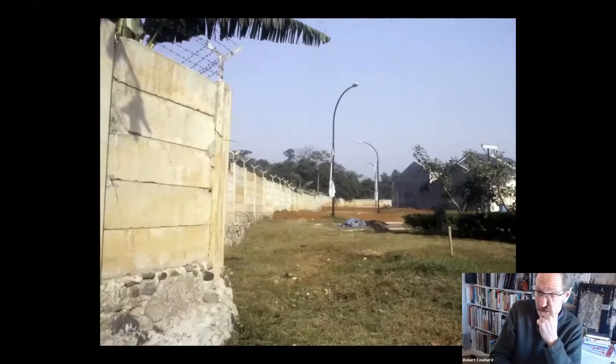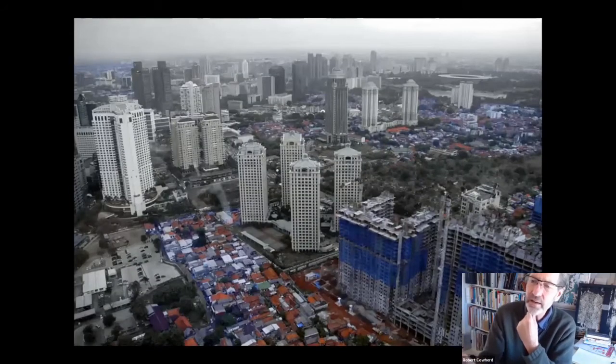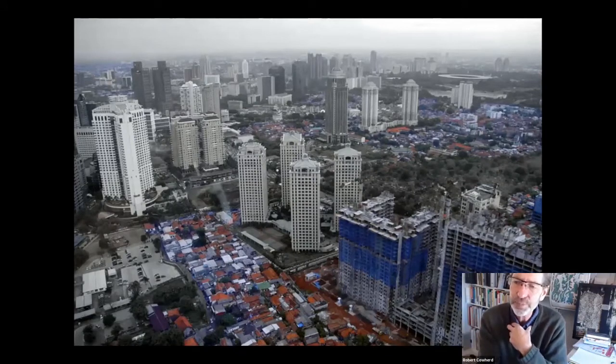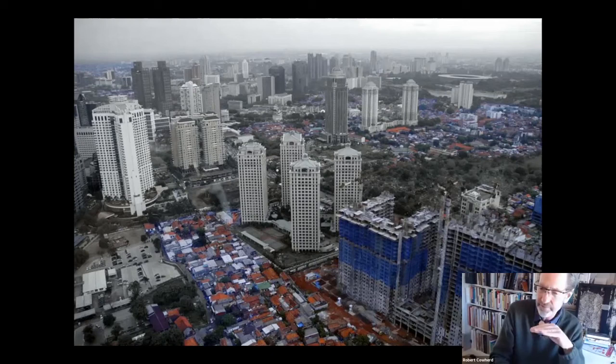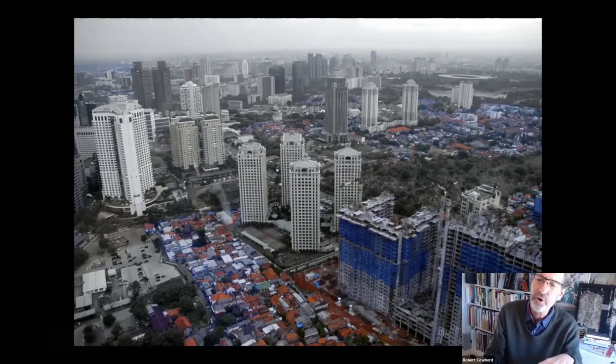Here's the architecture of the wall. This is very much what architects produce in the design of these suburban subdivisions. The wall itself is a crucial instrument of producing the architecture of the subdivision. Back in the inner city, we see the superblocks, the towers and the superblocks that gradually carve out the space of the informal settlements of the kampung. And they aren't quite informal settlements because they have quite secure land rights. So they don't quite meet the criteria for being determined to be informal settlements.